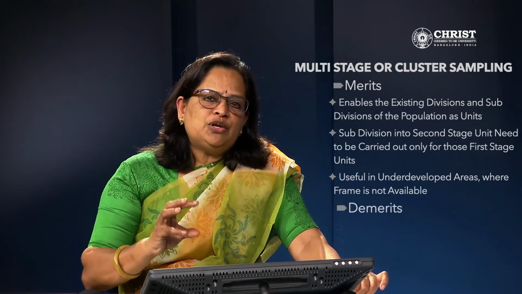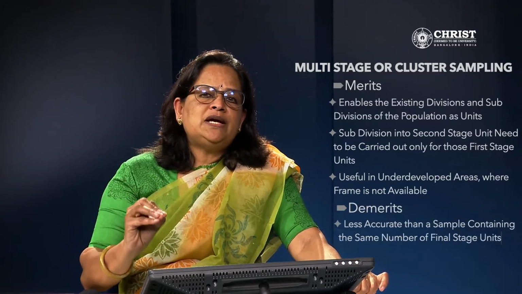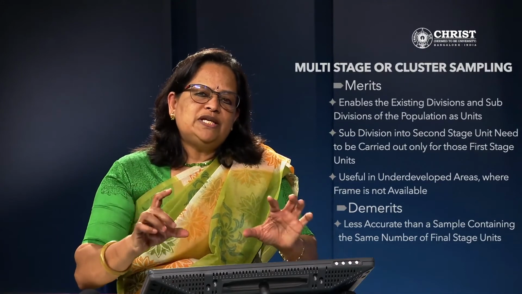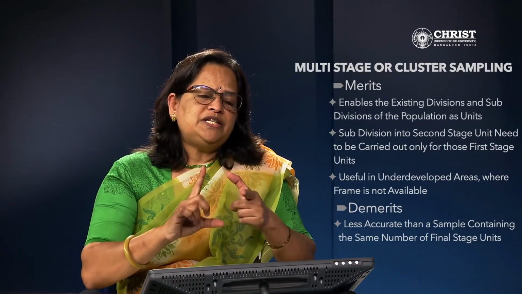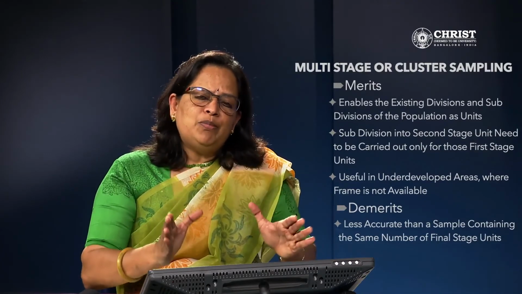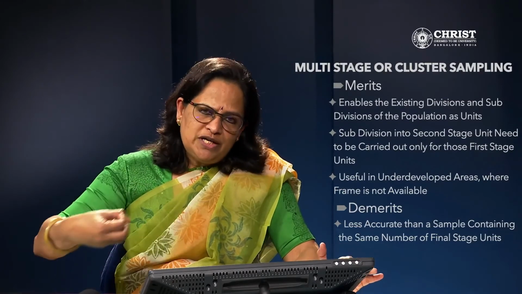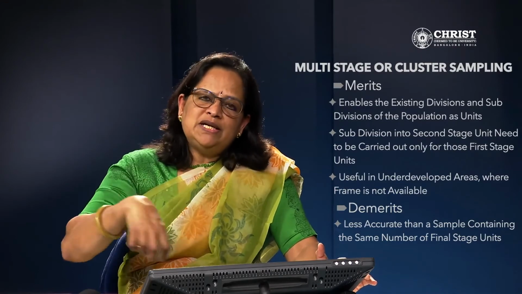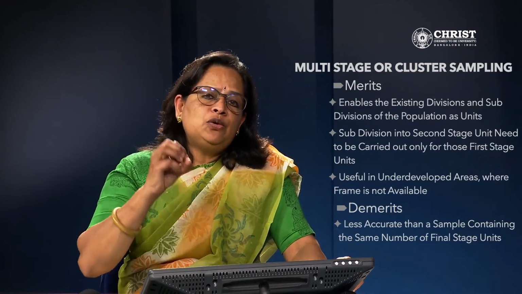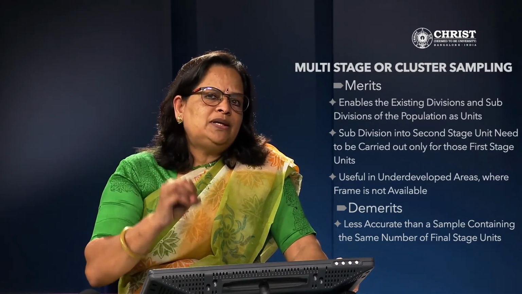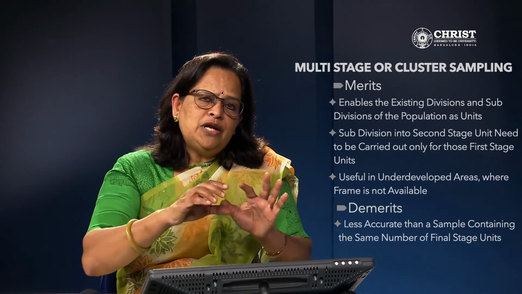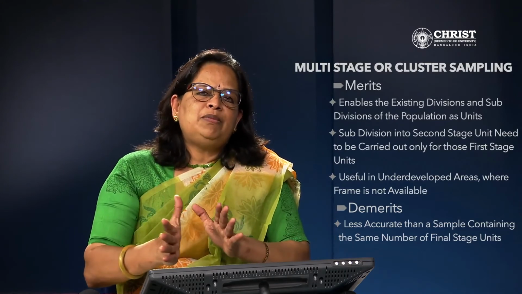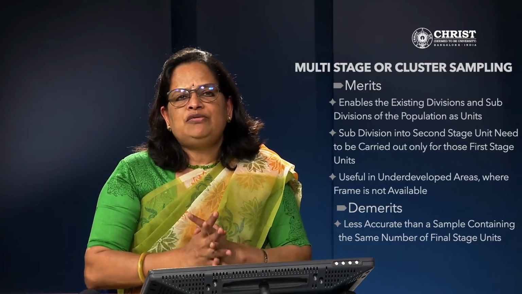Now the limitation you have to remember is that it is less accurate than a sample containing the same number of final stage units. See, what we have seen is the lottery method and table of random numbers. The same population will be there. If you draw one chit from that lot, again you replace it. So everybody gets an equal chance of being included in the sample. Whereas in this method, the limitation is that you are narrowing down at each stage. So what is excluded will never be in the sample. So this is another limitation of this method.